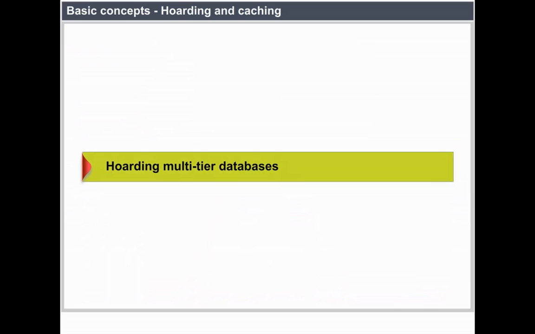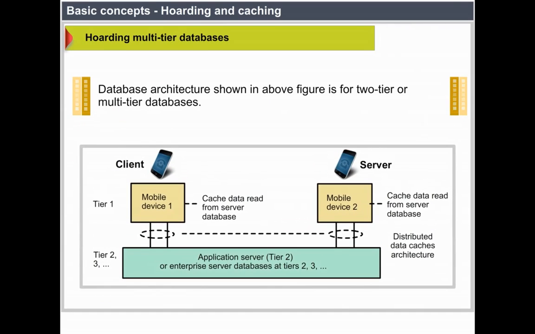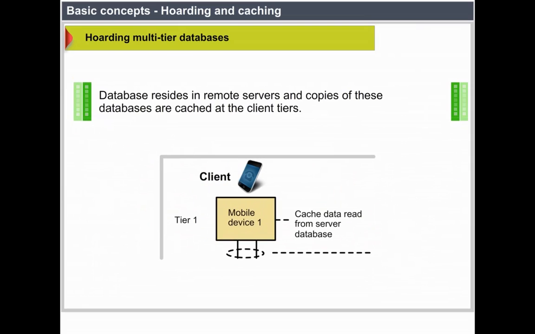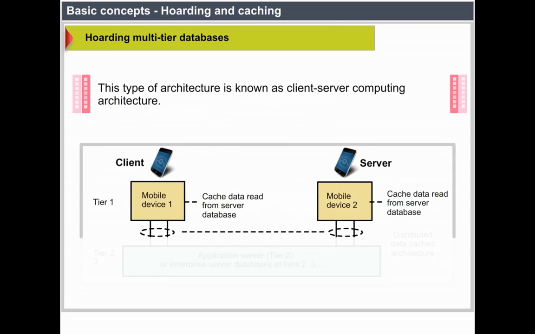Hoarding multi-tier databases. The database architecture shown in the above figure is for two-tier or multi-tier databases. The database resides in remote servers and copies of these databases are cached at the client tiers. This type of architecture is known as client-server computing architecture.